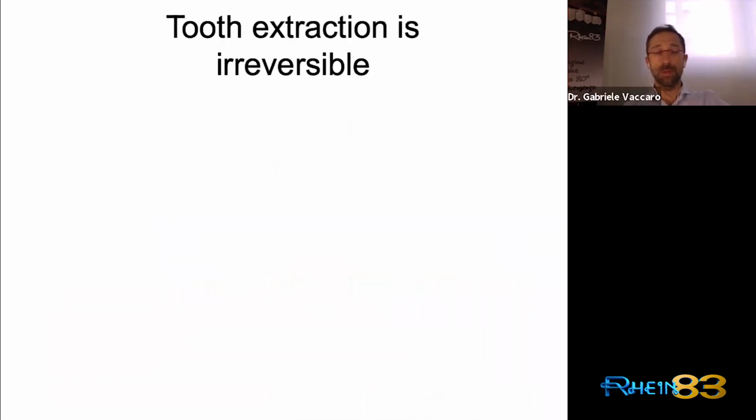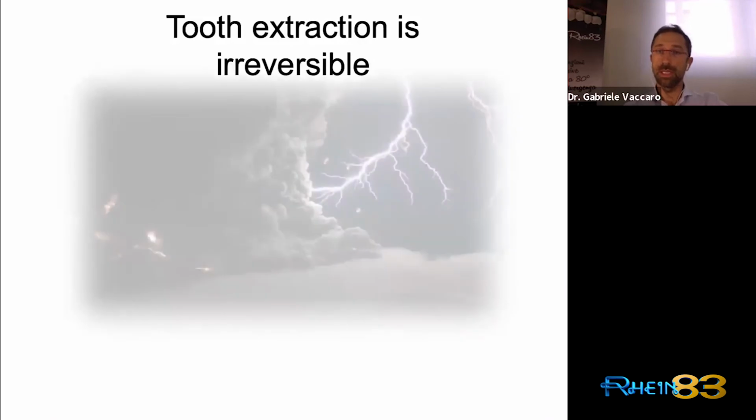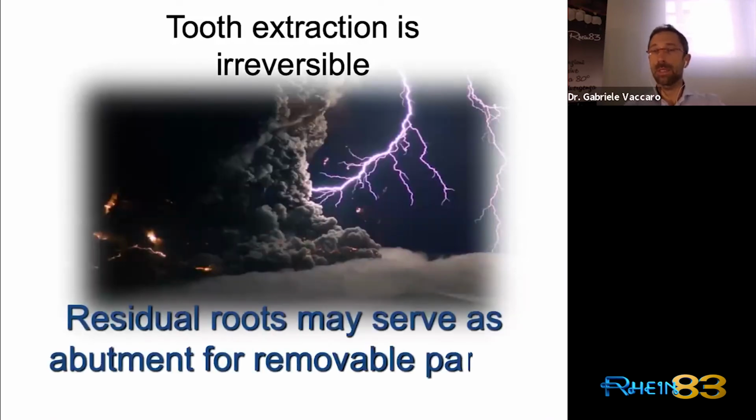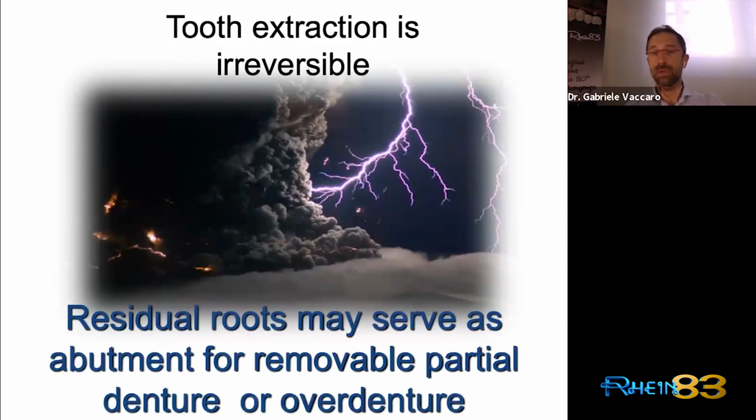And after we extract a tooth, nothing can replace it, not even an implant, because the implant hasn't got the periodontal ligament. So remember this. Residual roots may serve as abutments for removable partial denture or overdenture. And this is the last escape plan when we are in front of a questionable root.